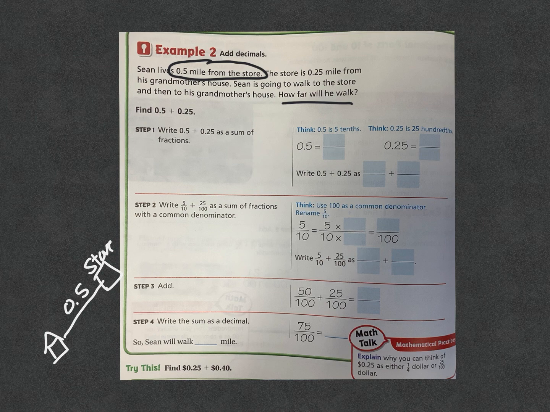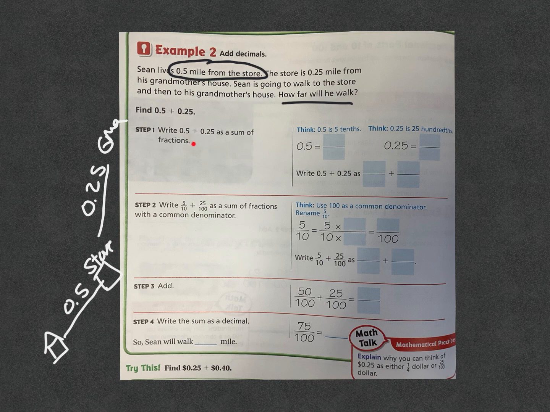0.5 miles or 5/10 of a mile. And then the store is 0.25, I'm assuming the other direction because they kind of want it all together, to Grandma's house. 25/100ths of a mile to Grandma's house. How far does he go?